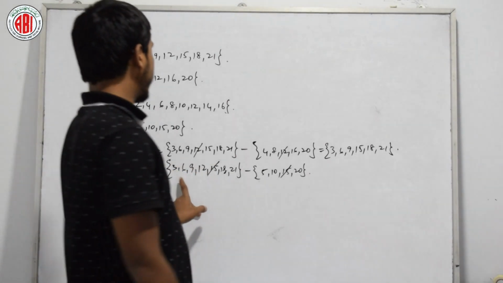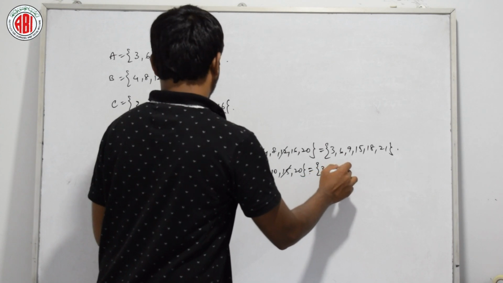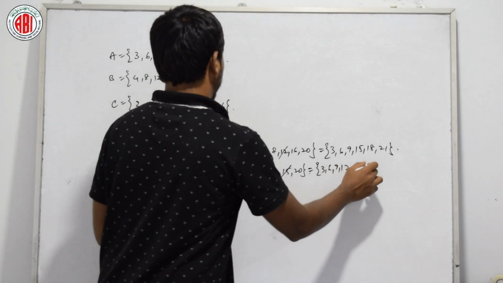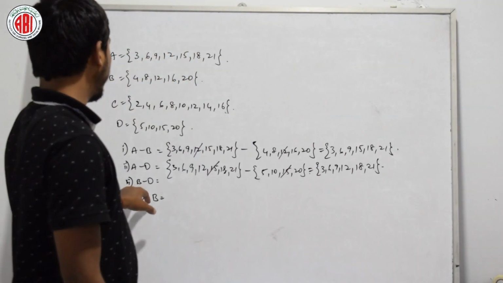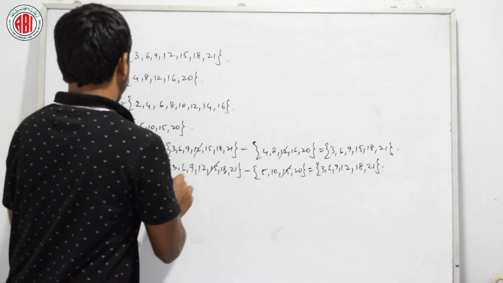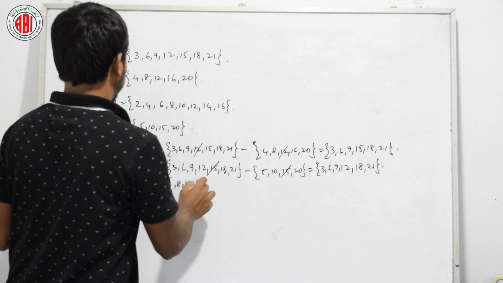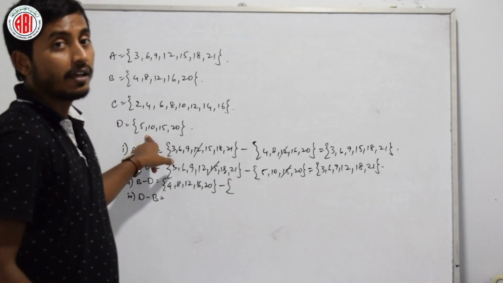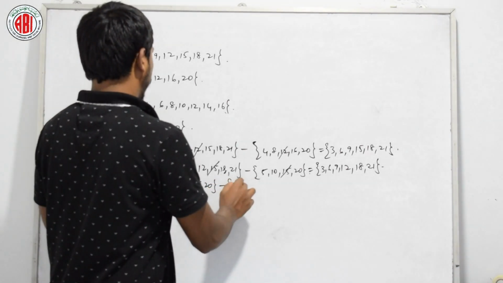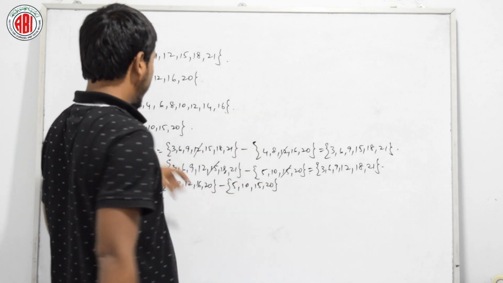Okay. Then let us write the remaining elements. What are they? 3, 6, 9, 12, 18 and 21. Is it okay? The next thing is B minus D. What is B? B is 4, 8, 12, 16 and 20 minus what is D? 5, 10, 15, 20.